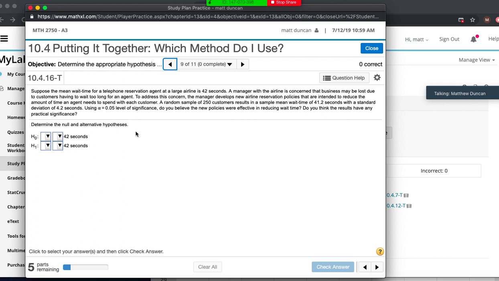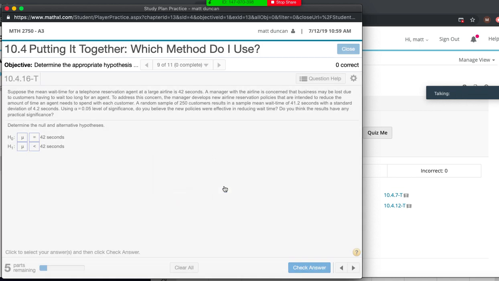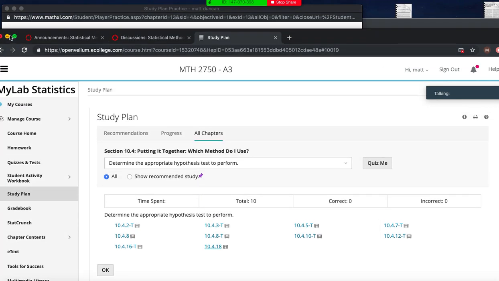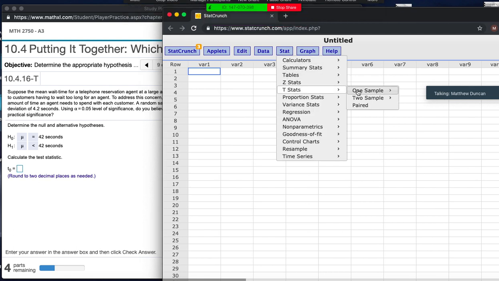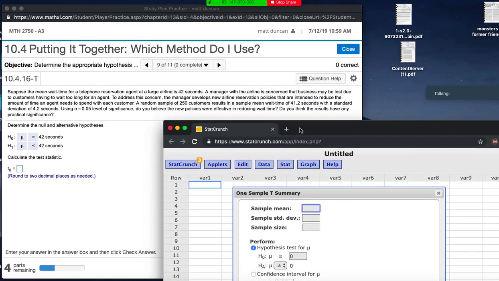I don't know exactly. Can you see this one? I don't know if this is going to play out the way the question that you're on is. Reduced wait time. So that's less than in this case. So I just want to see if we're saying the same thing. Oh, a sample was 41.